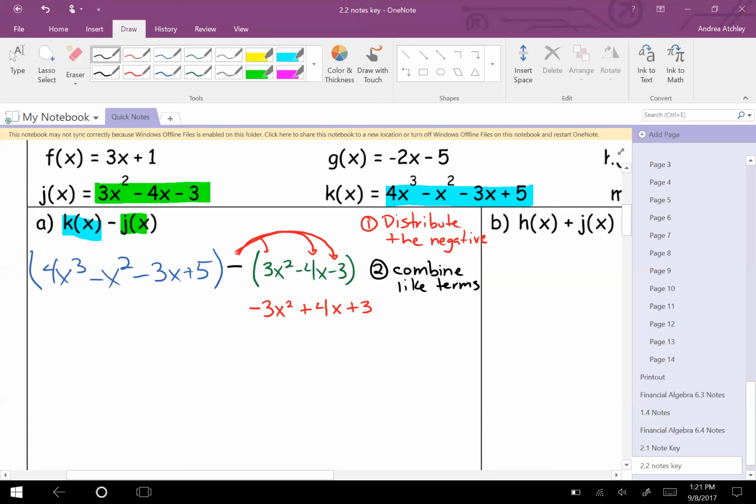Can someone raise their hand and remind me what my like terms are? It's the ones with the same variable and exponent. Very good. They need to have two things in common, the same variable and the same exponent.